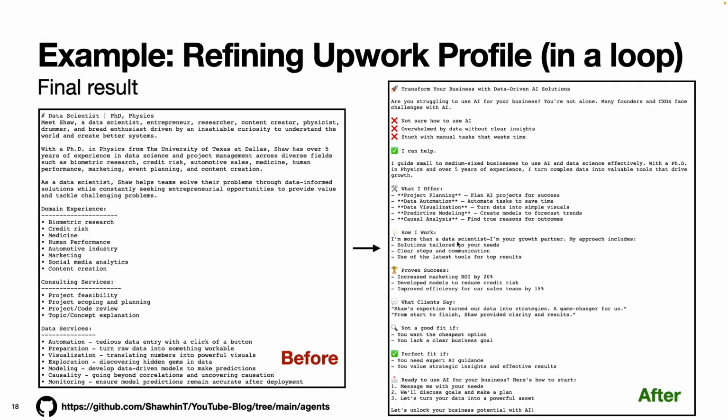So a client who's rushing through and looking at a dozen different profiles is going to be able to easily skim this. And then maybe their eyes are going to see, "not sure how to use AI, overwhelmed with data, no clear insights, stuck with manual tasks that waste time." And they're going to say, "Yes, that's exactly me." And then it says I can help. So that's perfect. And then what I offer, how I work. Honestly, this is pretty good.